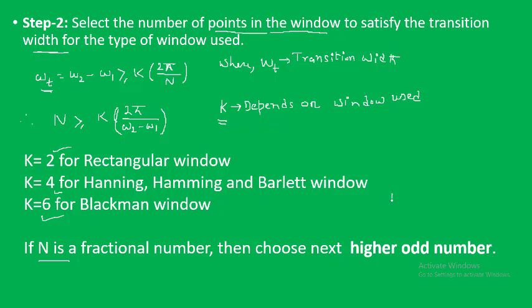So if N is a fractional number, then choose the next higher odd number. That means, for example, if you are getting N equal to say 25.3, then we should not choose 26. So N we have to equate to 27, the next higher odd number. So we are basically using odd symmetry. There is even symmetry also, but that is the scope of the discussion in advanced DSP. So here we are choosing N as a higher odd number, so we are going with the odd symmetric FIR filter.